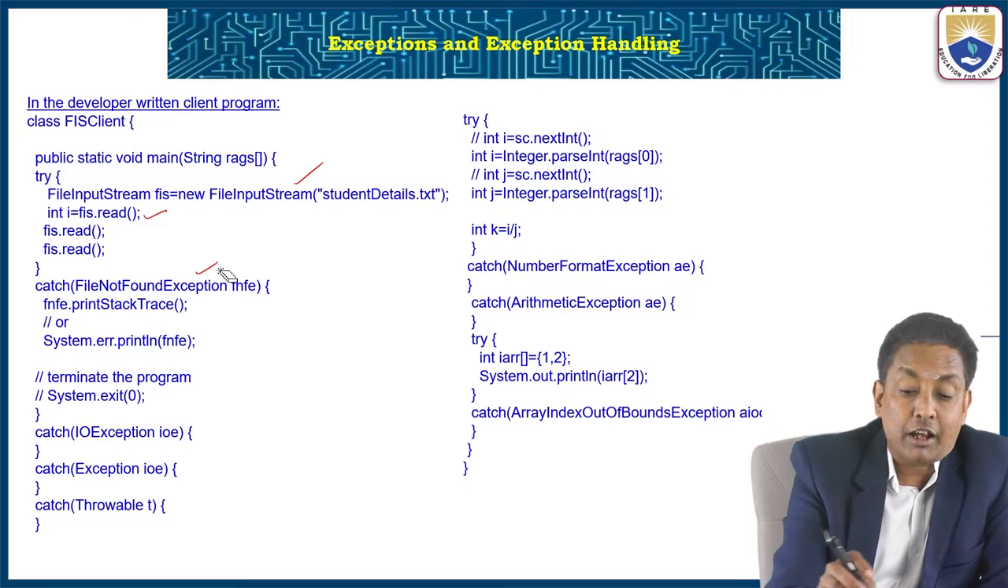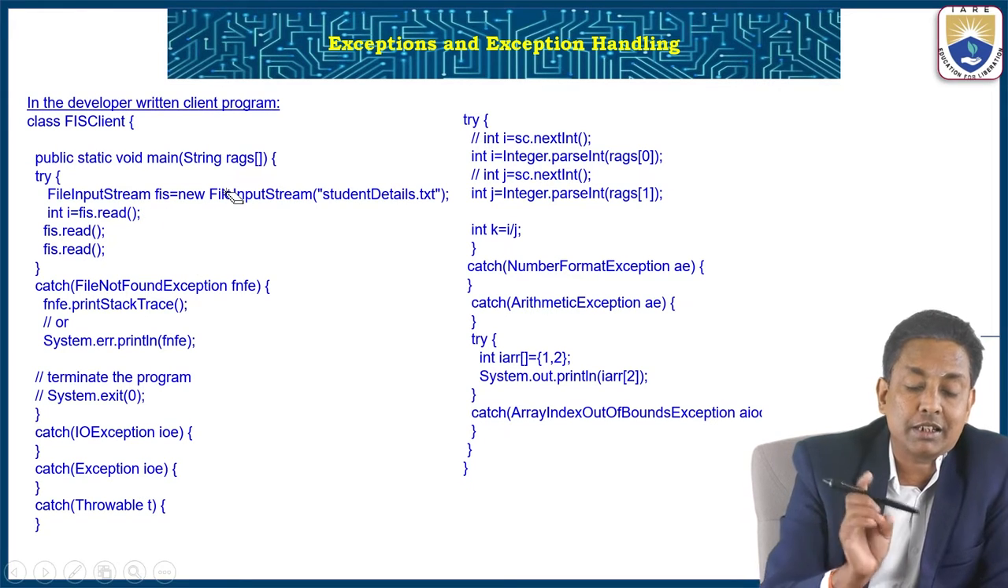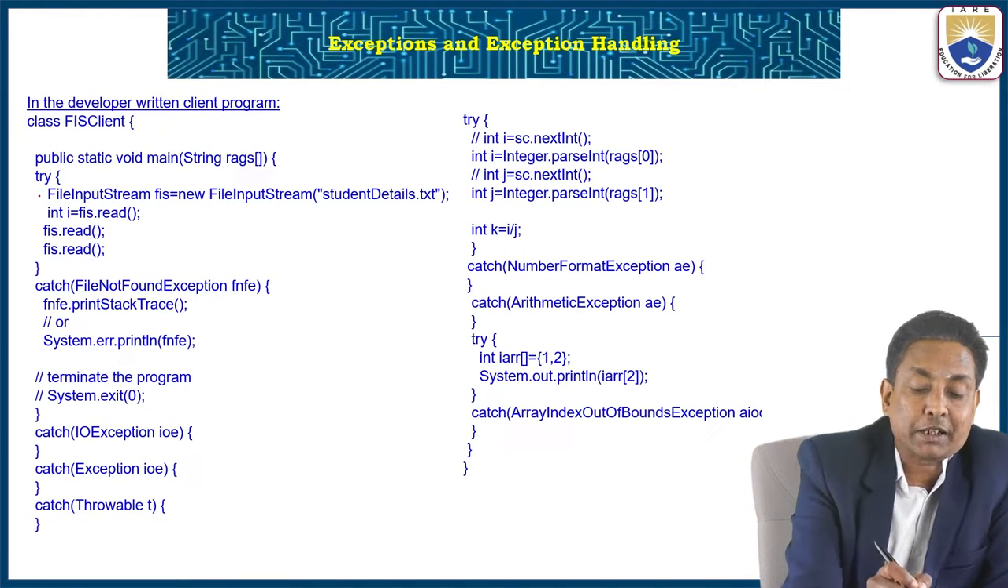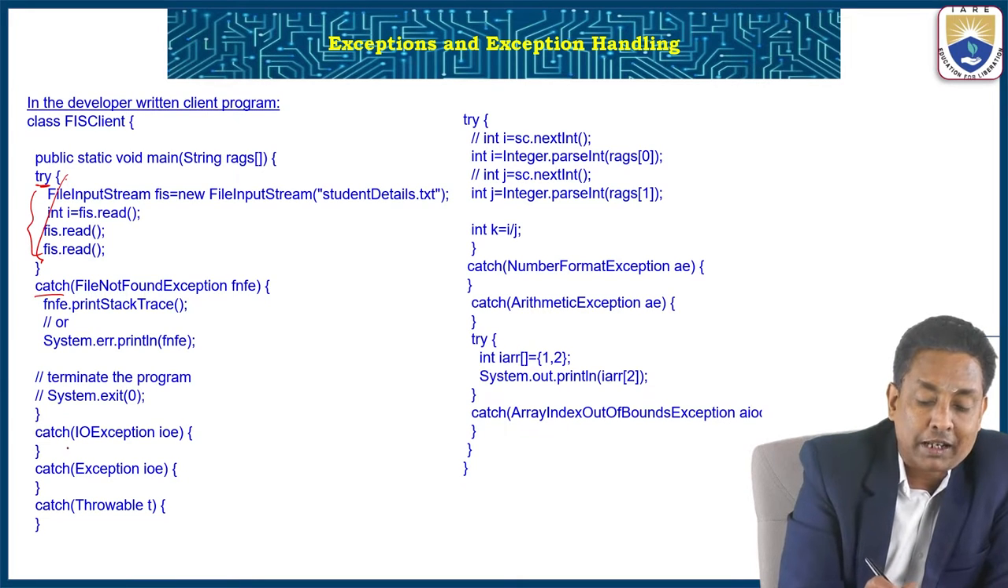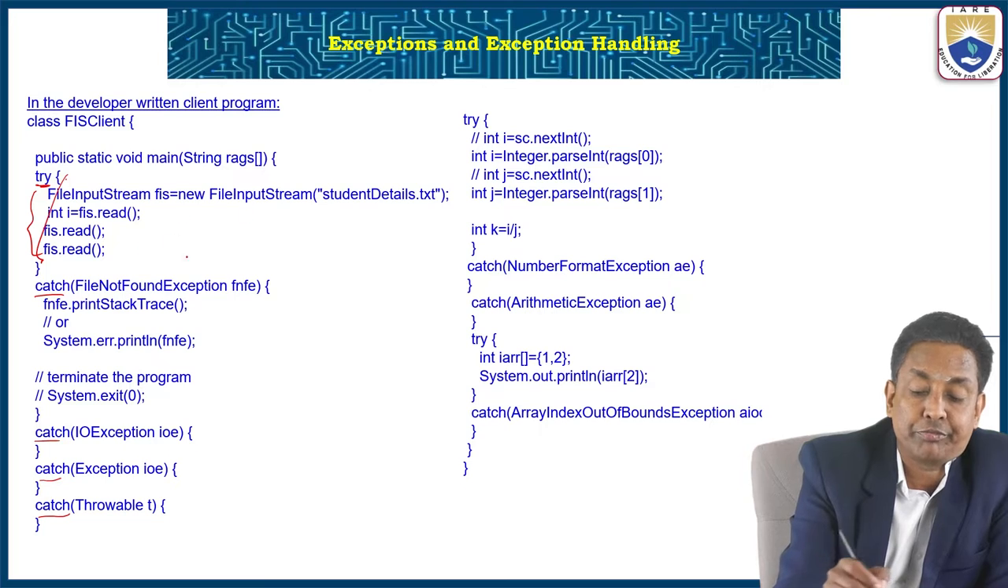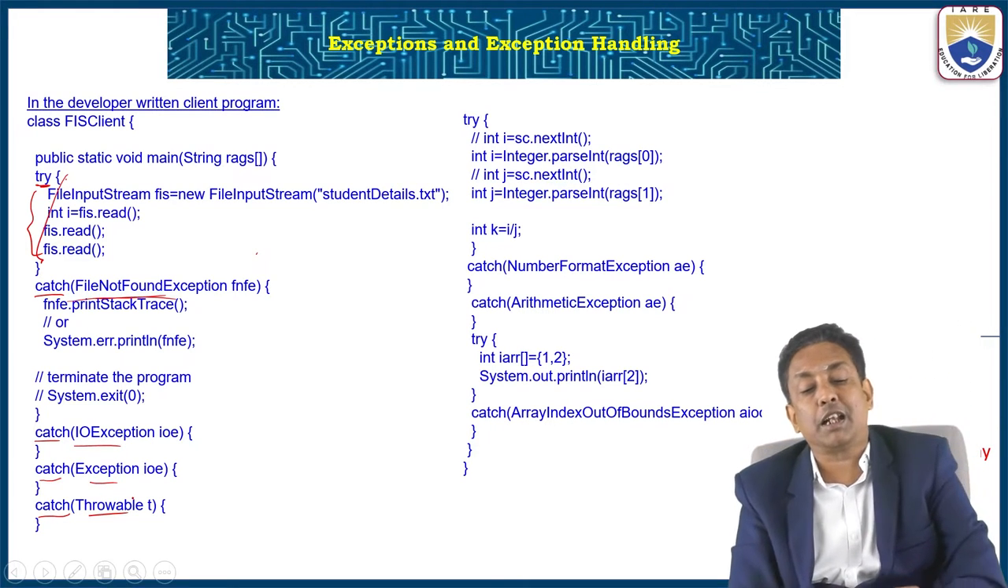And the way of handling exceptions in Java is that the exception-suspected code should be kept in a try block, followed by multiple catch blocks. Whatever exceptions we are suspecting here, or these constructors and methods are reporting, with each one we need to write one catch block. This is called exception handling.